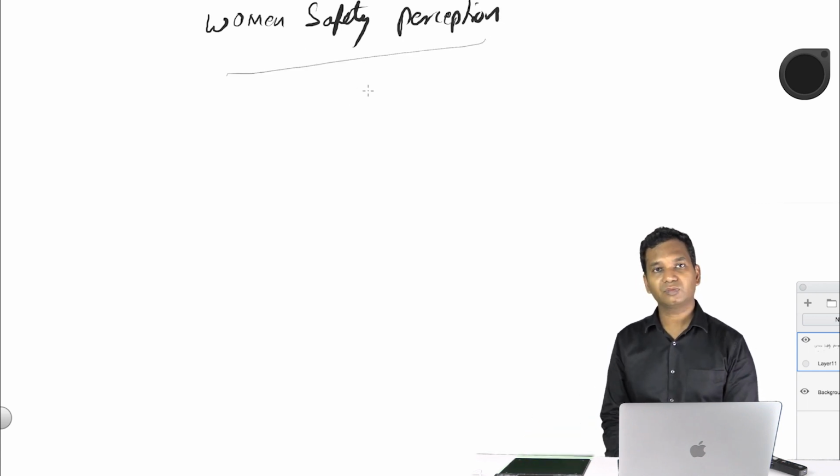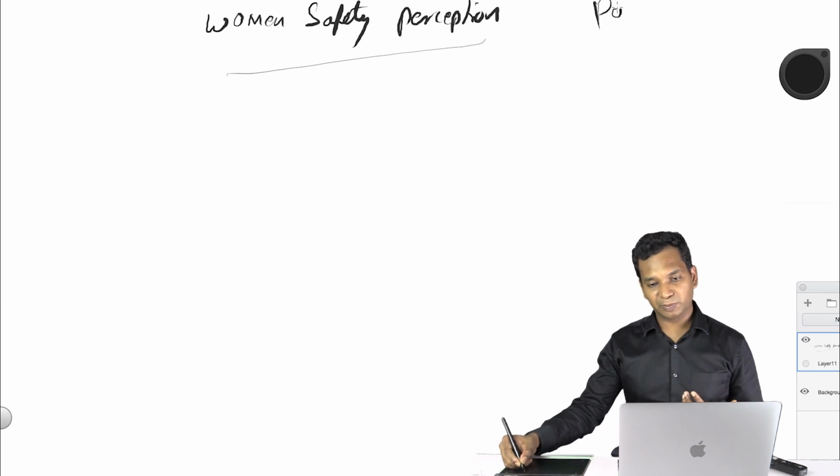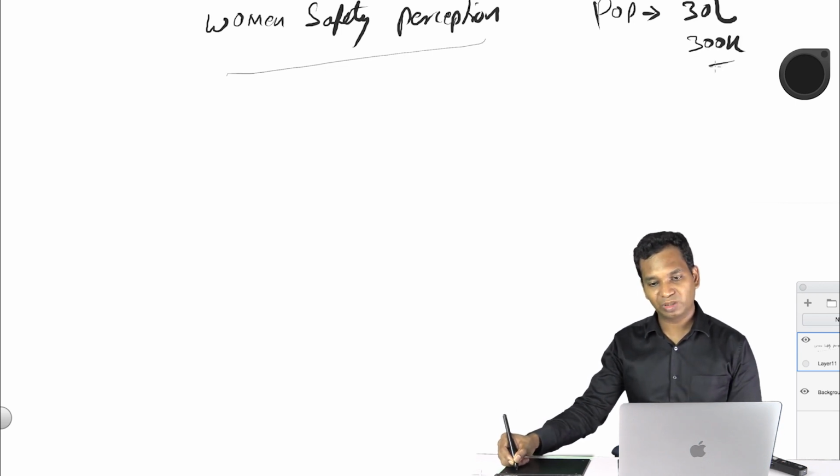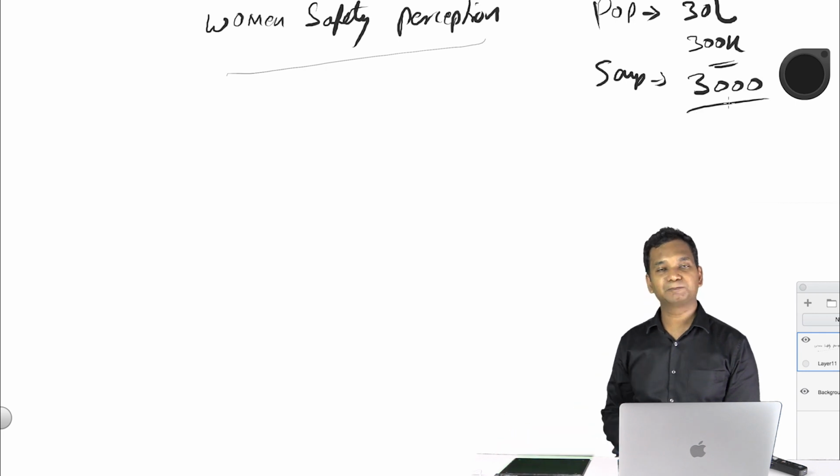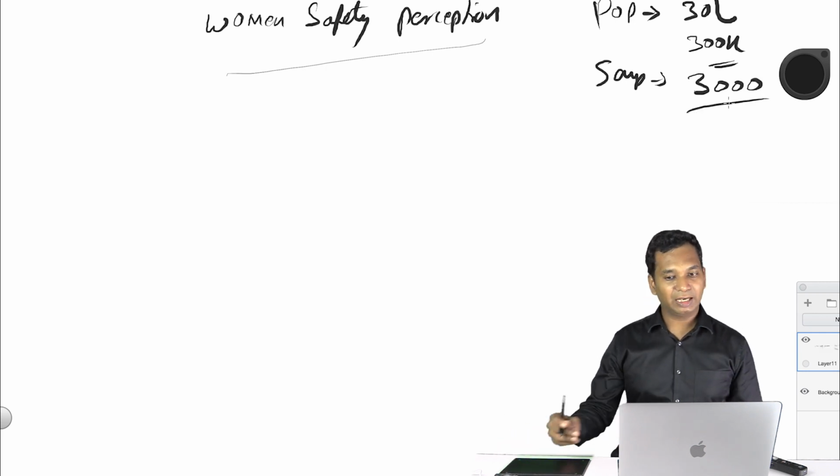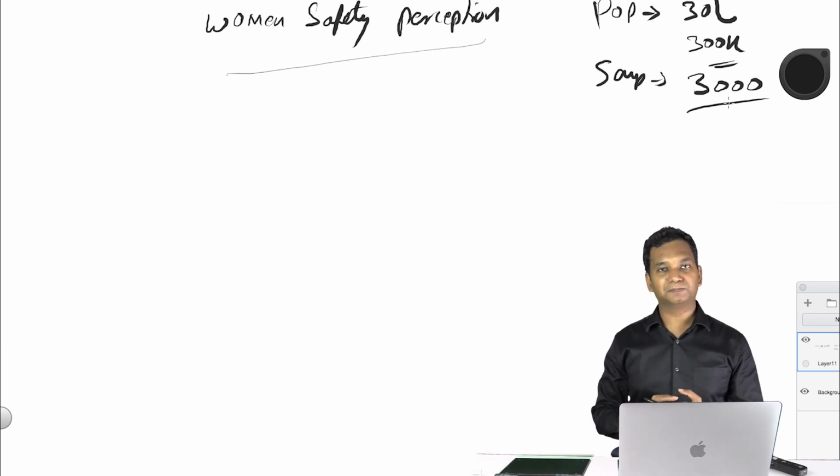All right. To do that, I need to first of all know my population. Let's say the people who fall under this category is about 30 lakhs, which is 3,000,000. And then for our sample size, I'm going to take 3,000, roughly, right now. So basically, I need to pick 3,000 people from this population and then ask a few questions about women's safety.